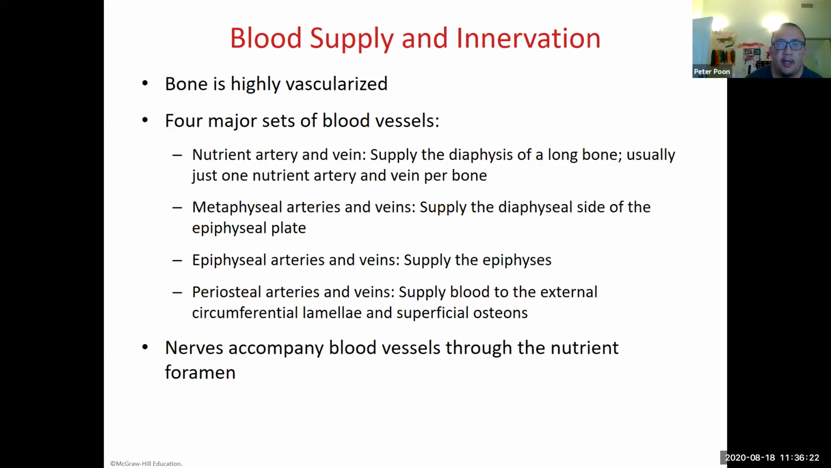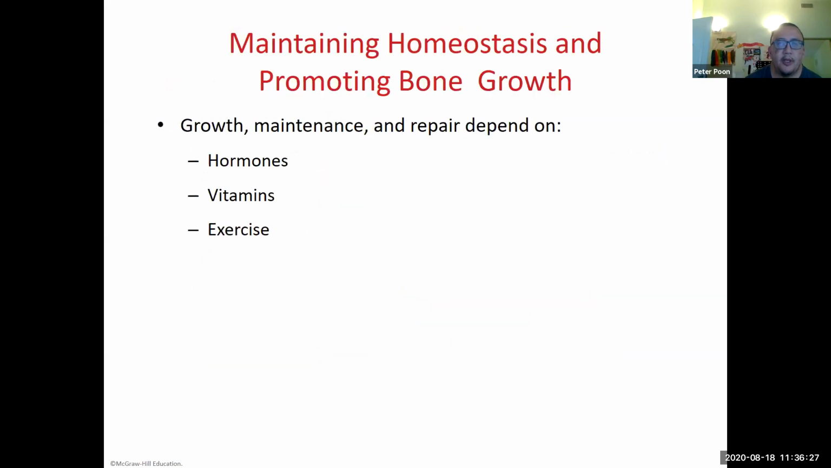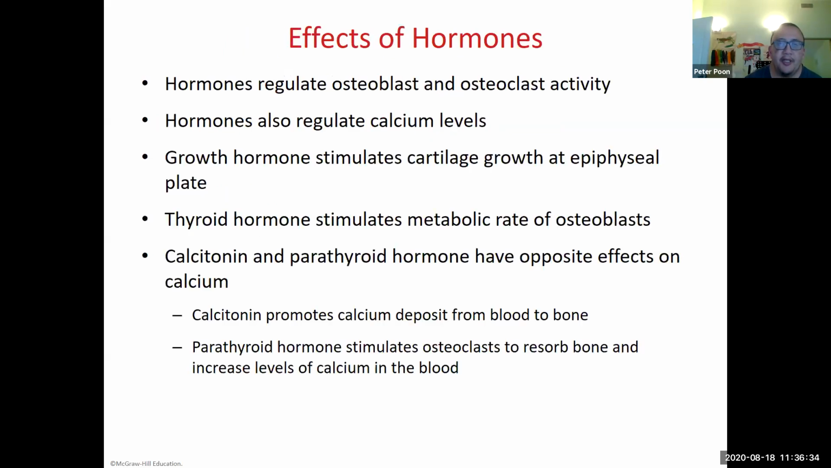Okay. So here, the slide you can probably skip. Okay, nutrient artery. Bone growth, bone maintenance depends on growth hormones, vitamins, exercise. So these hormones regulate calcium levels, growth hormone. As a child, growth hormone stimulates cartilage growth at the epiphyseal plate. Okay, thyroid hormone stimulates the metabolic growth of osteoblasts, so more growth.